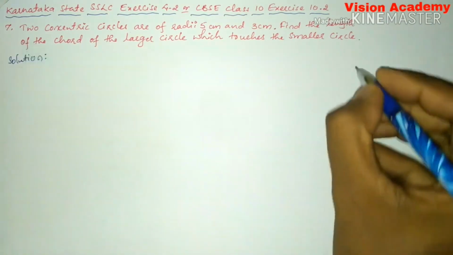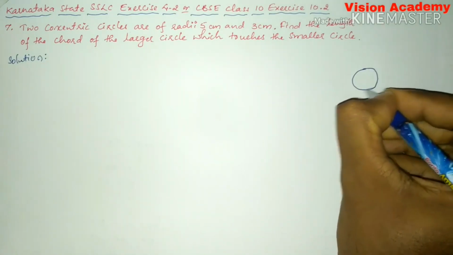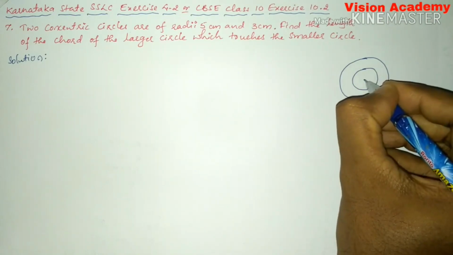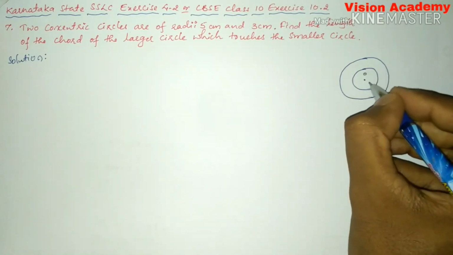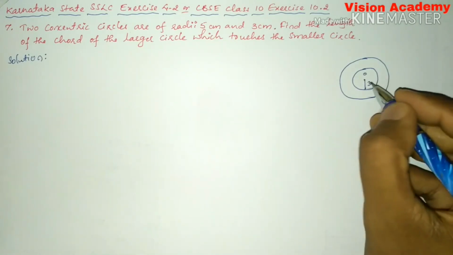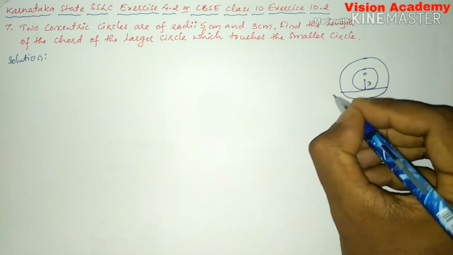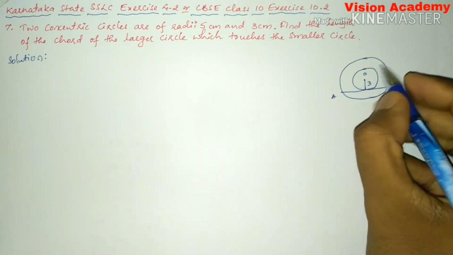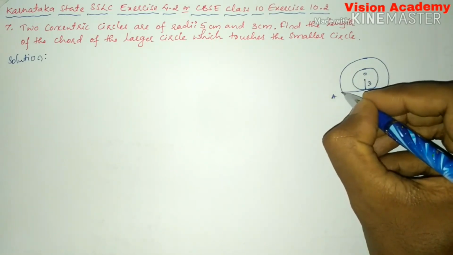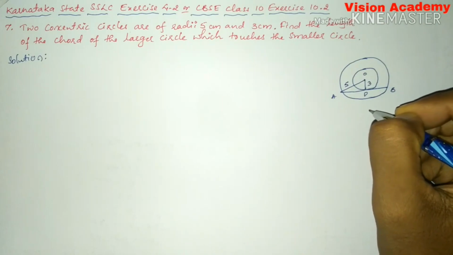Let us draw two concentric circles with the same center O, and the radius of the smaller circle is 3 centimeter, and let us draw a chord which is a tangent to the smaller circle called AB, and here the point of contact, let us take P. Join OA, and this is 5 centimeter as per the question.